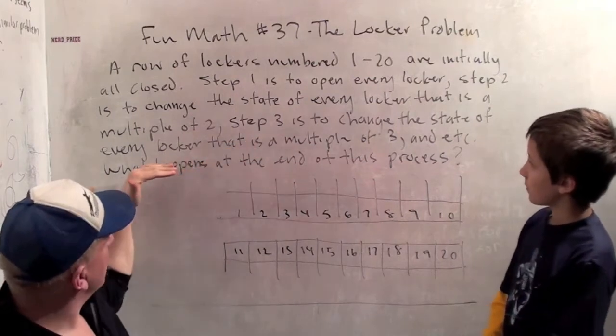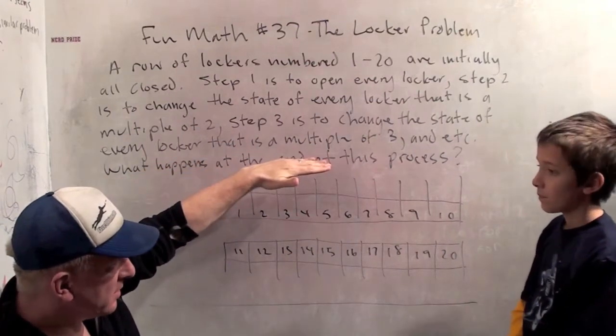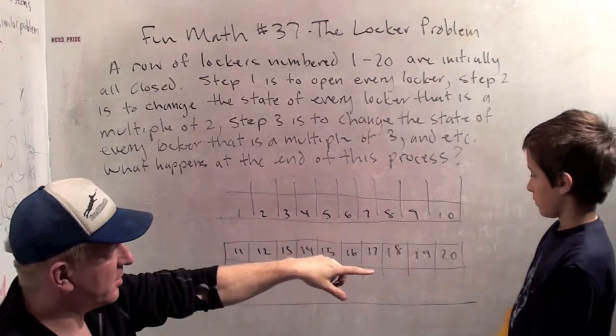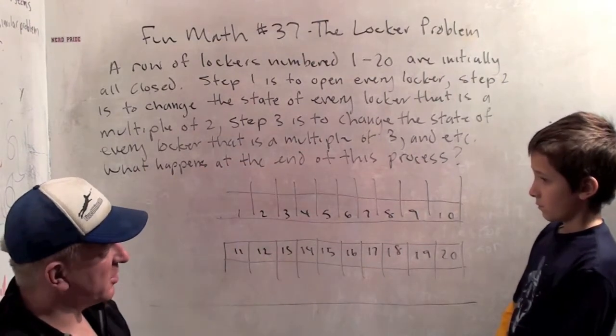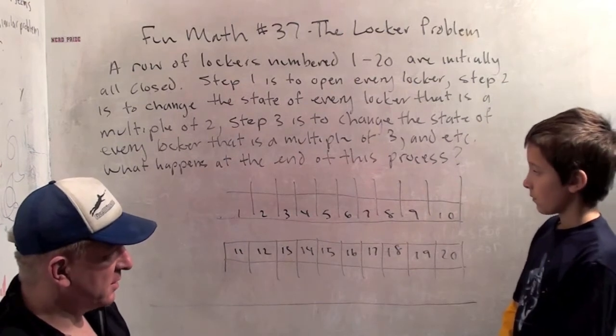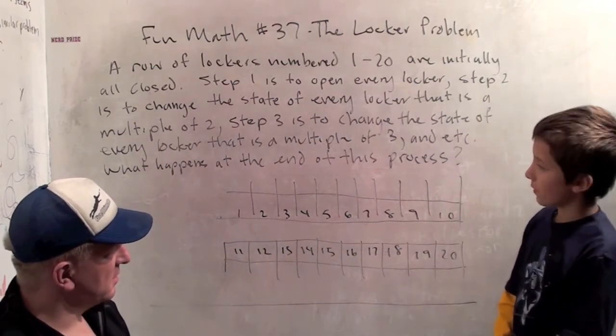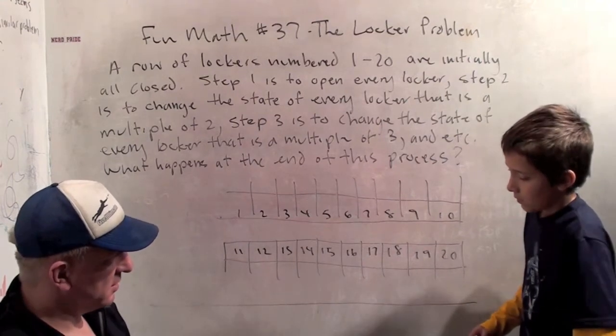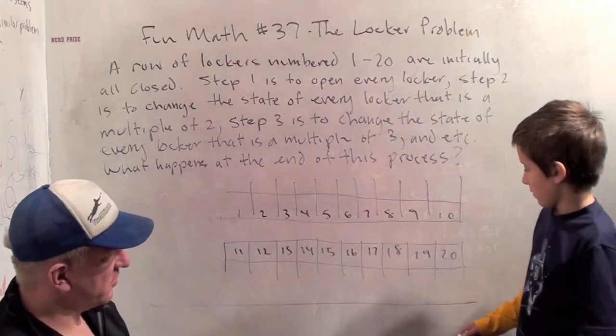Step 3 is to do the same thing for every locker that's a multiple of 3. Step 4, every locker that's a multiple of 4, and it's going to be all the way up to step 20, where you change the state of every one that's a multiple of 20. How many are multiples of 20? Just one of them, just 20.